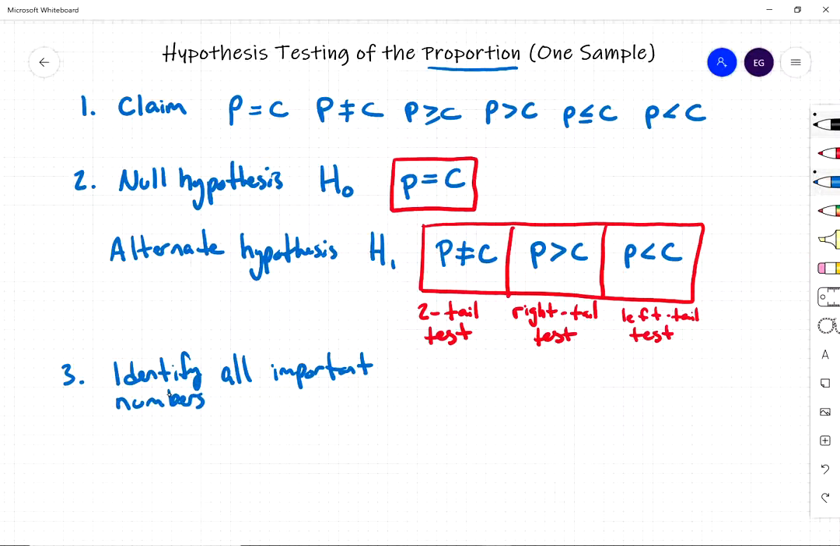Identify all the important numbers. So, for example, we need to know the level of significance, which is alpha. That's going to be given in the problem. We need to know the sample size, n. That's also going to be given in the problem.